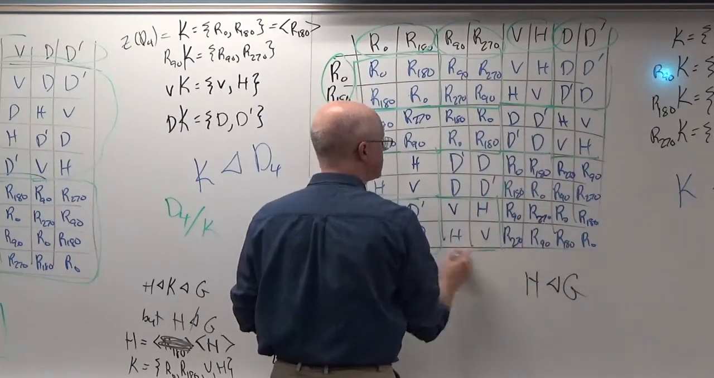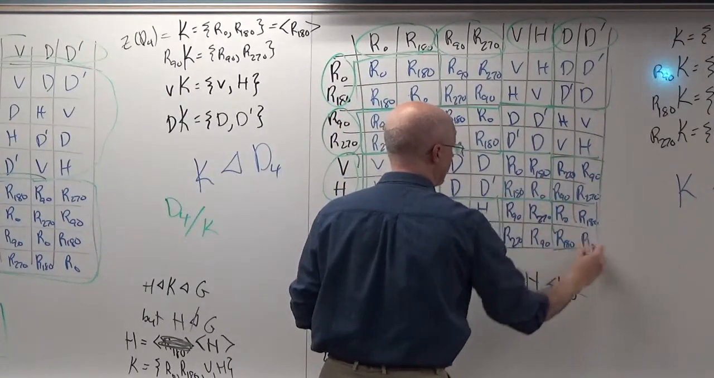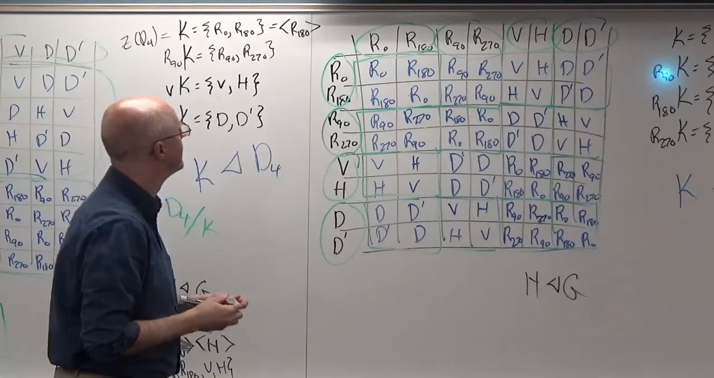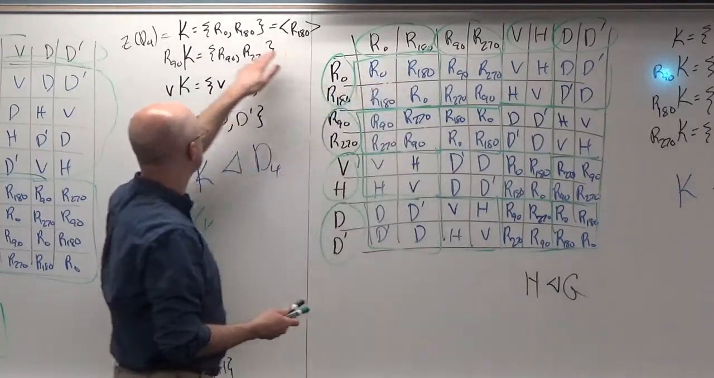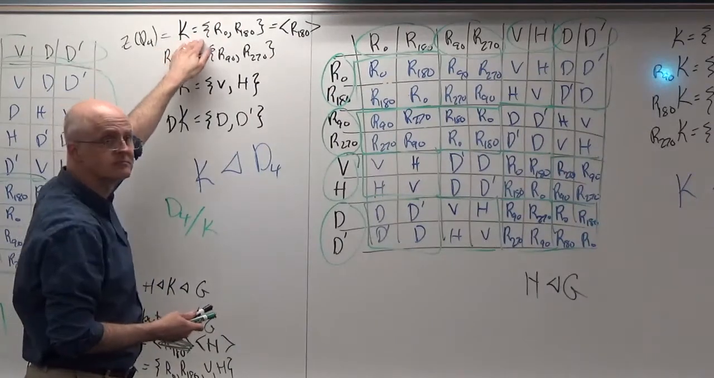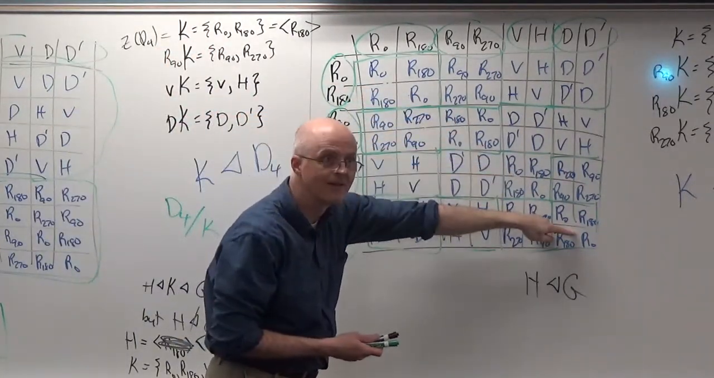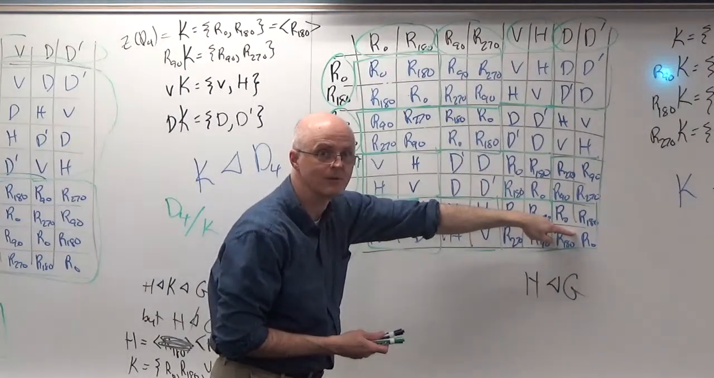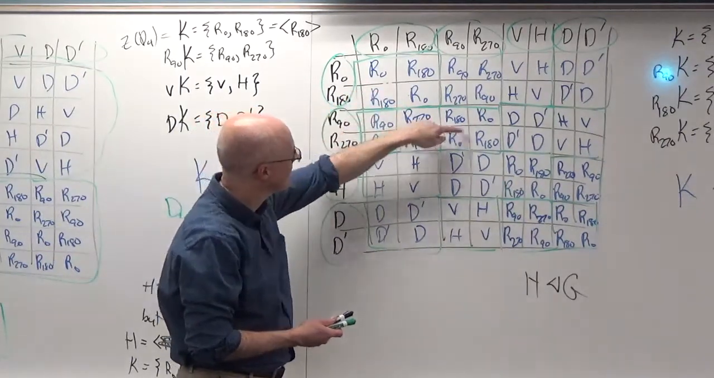We've got a new Cayley table that really is the Cayley table for the factor group. Whenever you have R0 and R180 together, that represents the identity coset. You see it here, here, here, and there. That's the identity element of the factor group. Watch where I point again. See it here, here, here, and here.